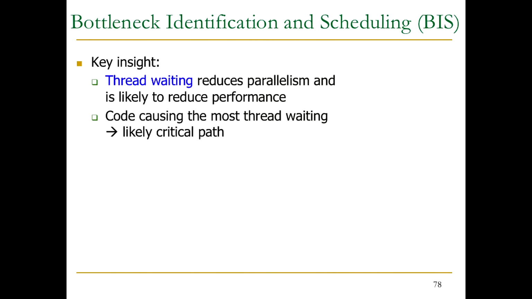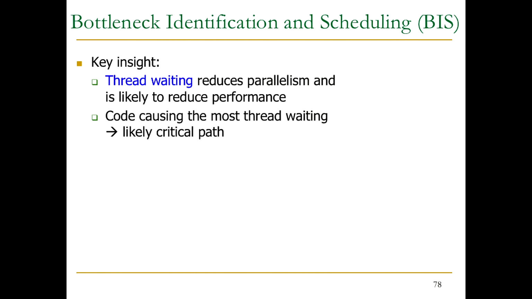So the idea of bottleneck identification and scheduling is built based on that. Basically, thread waiting is very fundamental. A thread that's waiting and doing nothing, spinning on a lock, reduces parallelism and is likely to reduce performance. And it has adverse effects on power, clearly. Code causing the most thread waiting is likely on the critical path. So that's the prediction, if you will.